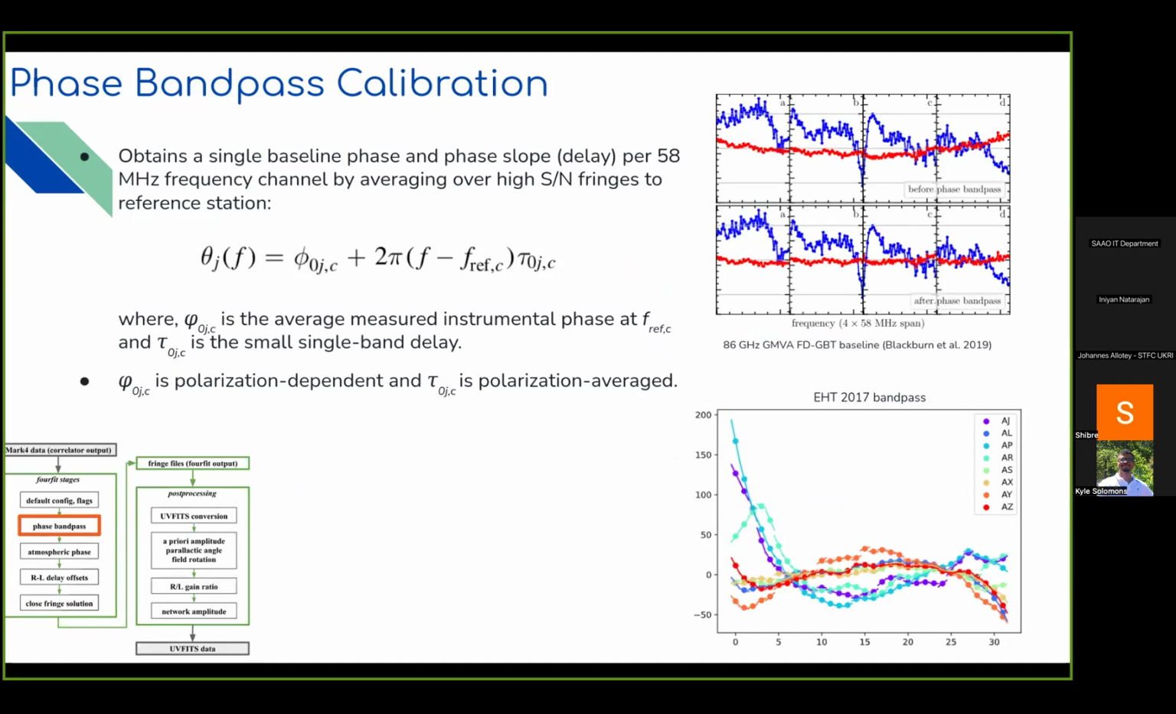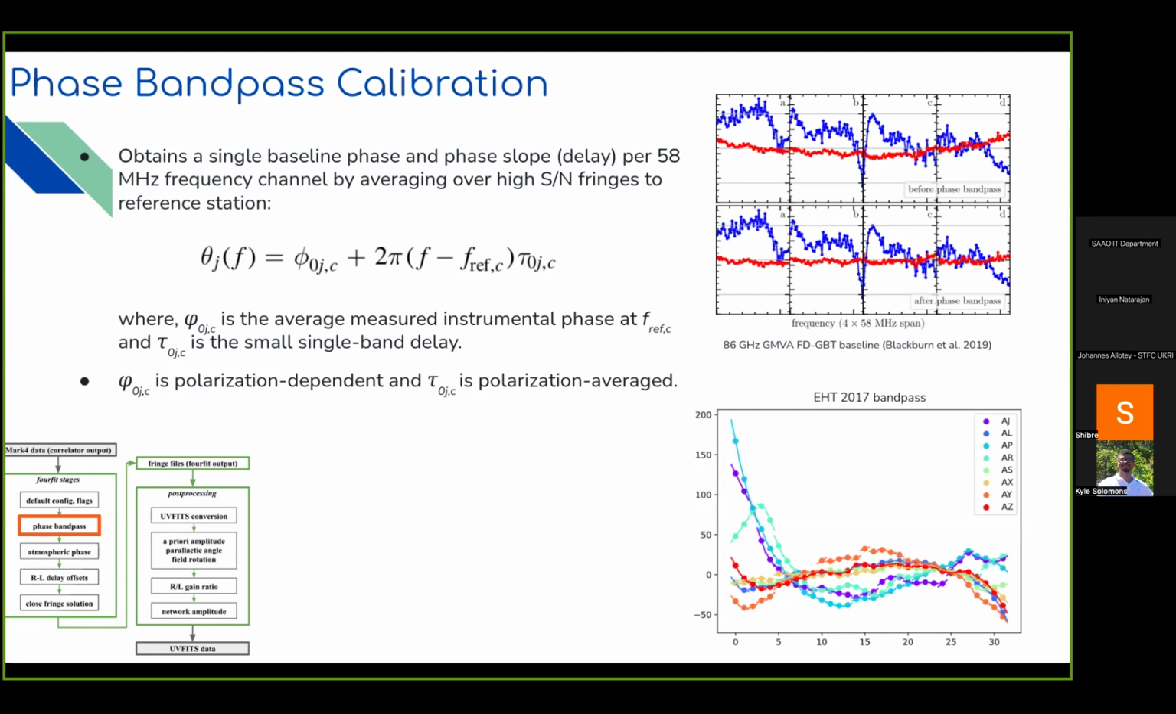Our software can derive this variation of phase with frequency with one term, or one delay, per frequency channel. So we have 32 channels over 2 gigahertz, and you derive the phase slopes, and that's what you see at the bottom. You derive the phase slopes for each frequency channel for the different stations, and these are all baselines with reference to ALMA. A is ALMA here. And then you correct for these phase slopes. So this corrects the phase variation over frequency, or over your bandpass.